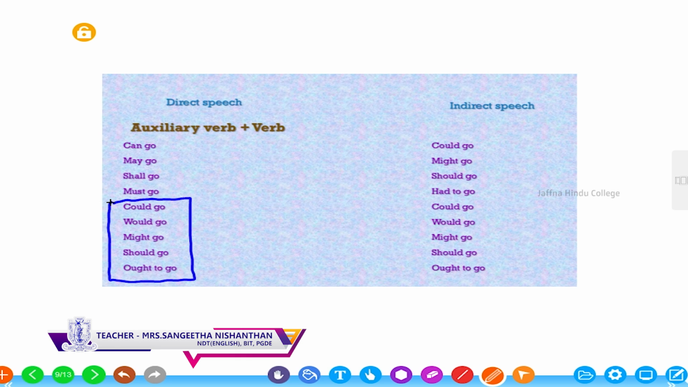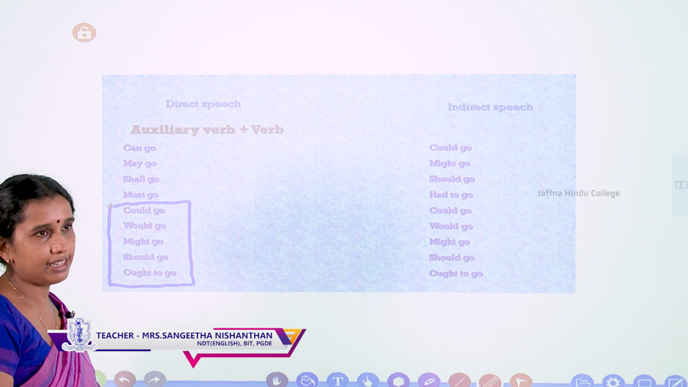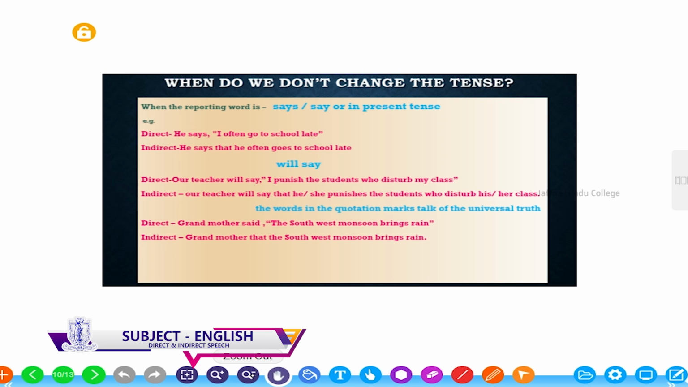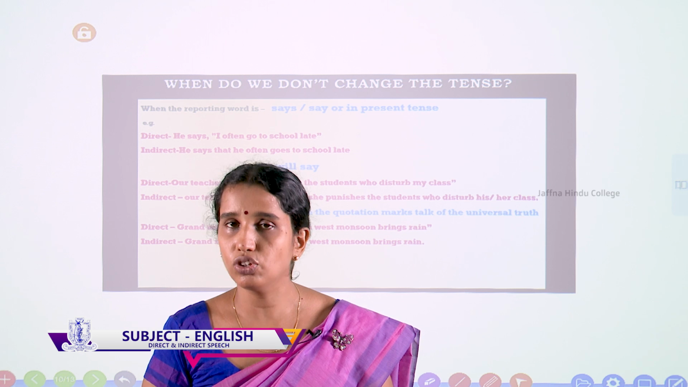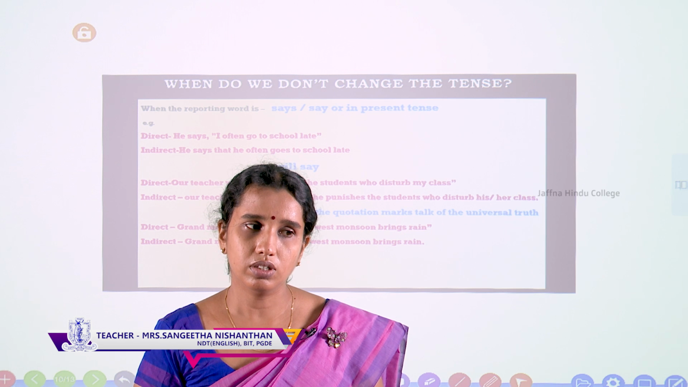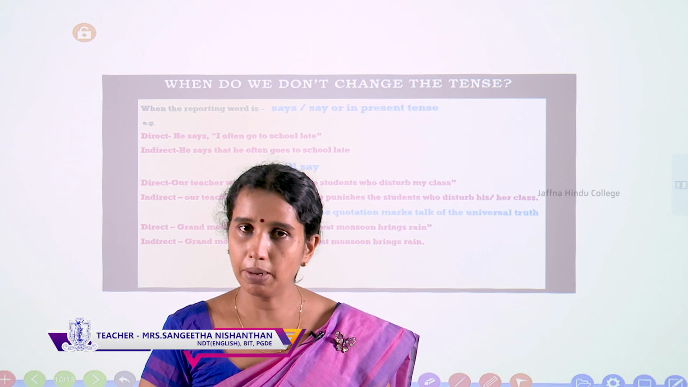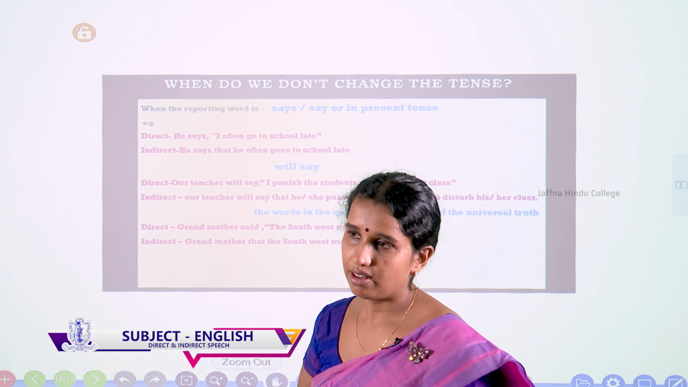Could remains could. Would remains would. Might remains might. Should remains should. And ought to remains ought to. They do not show any changes in their tense. There are some situations when we don't change them into past tense. This type of question was once in the GCE O-level final paper, where they used the reporting verb says.